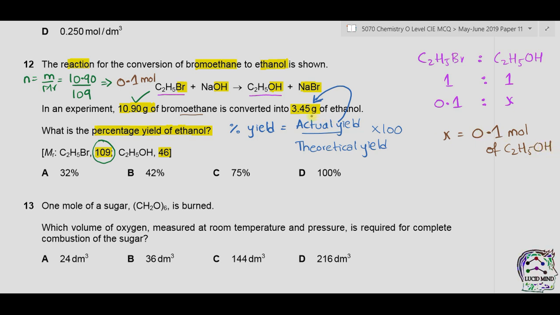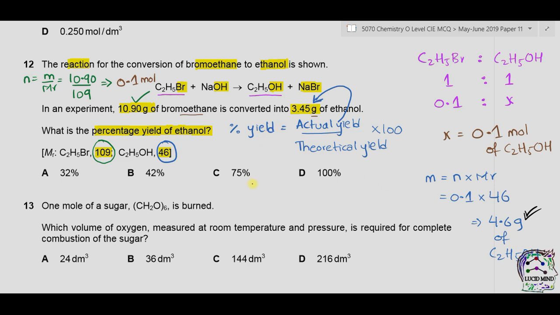As actual yield is given in grams, so theoretical yield must also be in grams. Let's convert these moles into grams. The formula is mass in grams is equal to number of moles into molecular mass. Now number of moles of C2H5OH is 0.1, while the molecular mass is given in the question, which is 46. So now the mass of C2H5OH is 4.6 grams. This mass is the theoretical yield that is formed by chemical calculations.